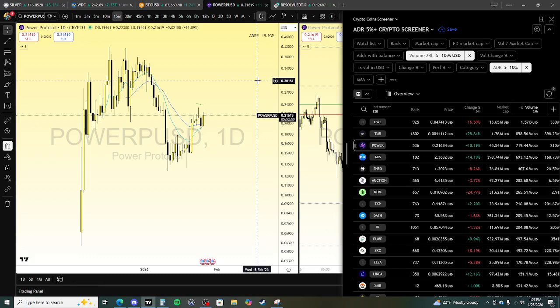Now, it depends on your strategy, of course. If your strategy is not mine, you're going to have to tailor your screener a bit differently. But for me, I want a high ADR. 10 million is fine if I'm using a small account, but if I use a bigger account, it's probably going to have to be 30 to 50 million minimum.